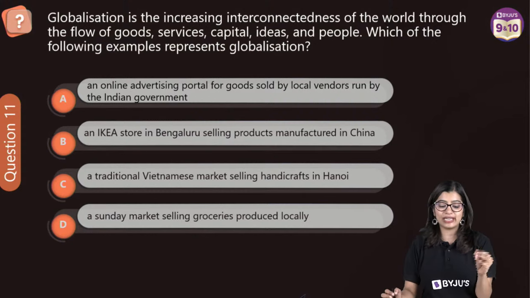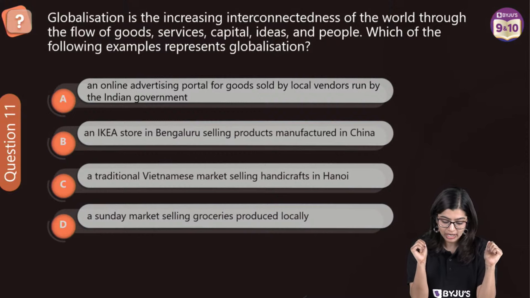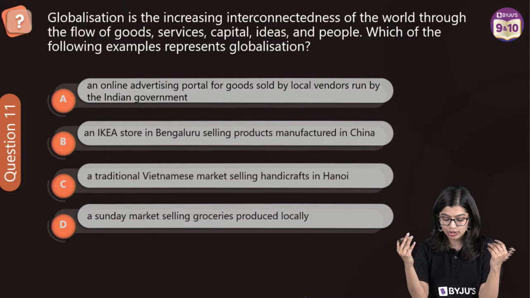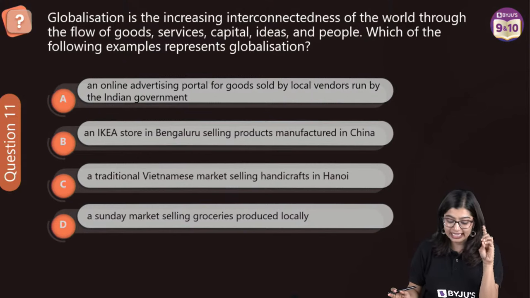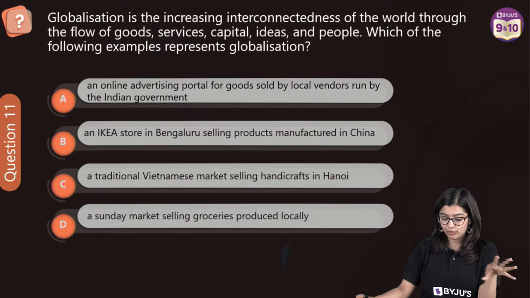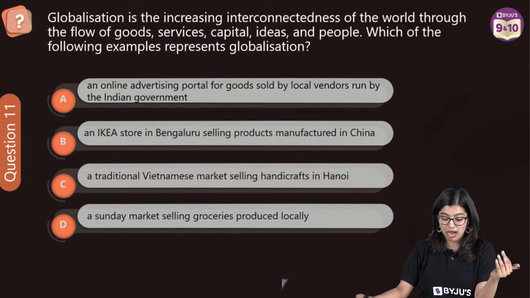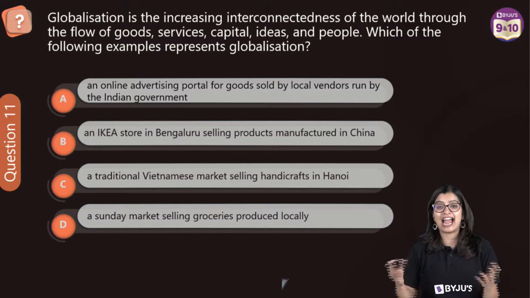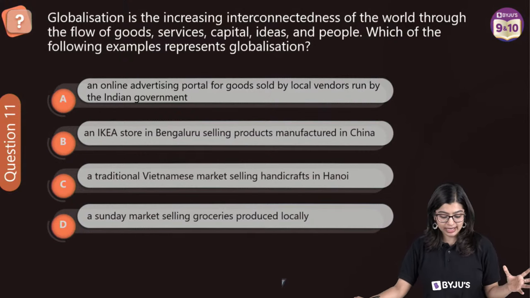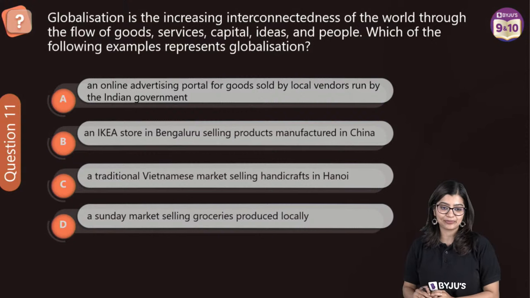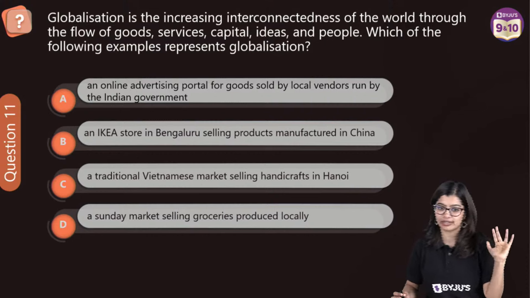Which of the following is an example that represents globalization? One, an online advertising portal for goods sold by local vendors run by the Indian government. Two, an IKEA store selling products manufactured in China. Three, a traditional Vietnamese market selling handicrafts in Hanoi. Or a Sunday market selling groceries produced locally. See, they've even given you the definition so that you don't need to remember it.